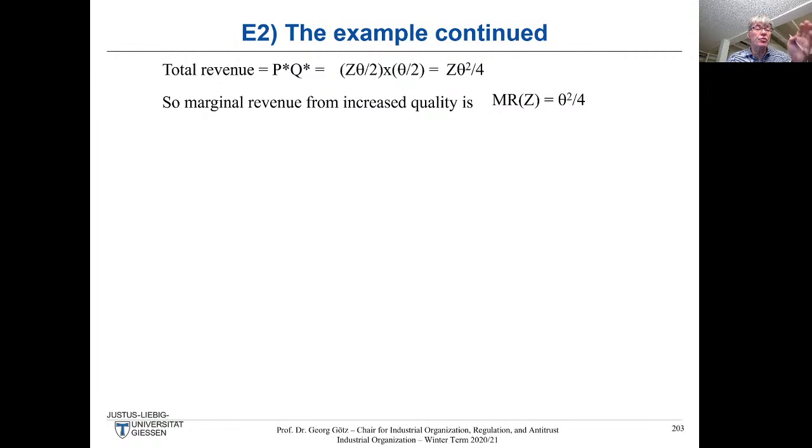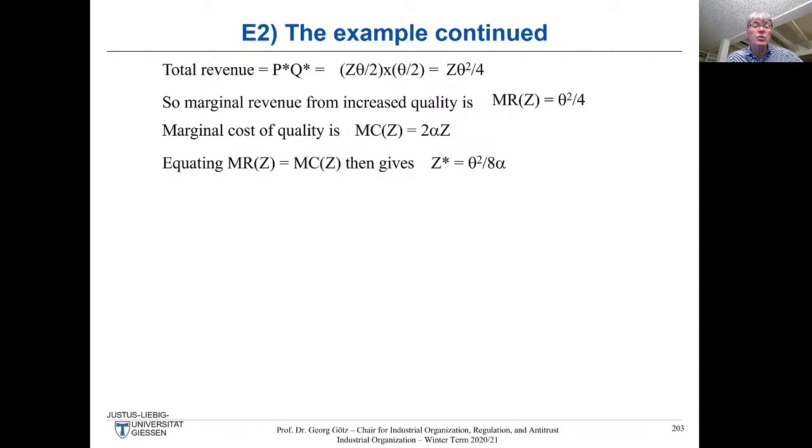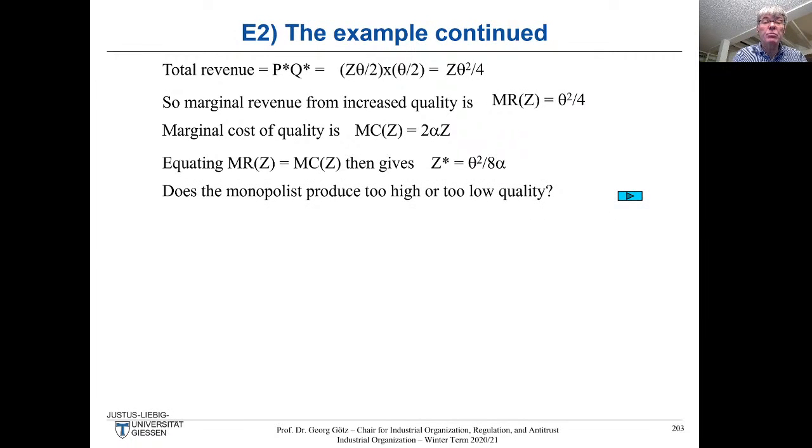Again, it's much easier if you just take the derivatives with respect to quality and quantity, get the two first order conditions and solve it. But here the marginal revenue with respect to quality is this sigma theta squared over 4. Marginal cost of quality is what we already derived up there, 2 alpha times z. Equating that, we get the optimal quality level. We get some optimal quality level, theta over 8 alpha.